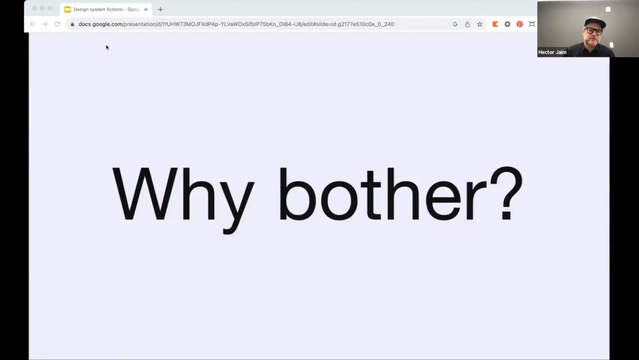And so the question comes up, especially for us who work on design systems, is why bother, right? There's plenty to deal with, as everyone has talked about earlier today, in the present, right?